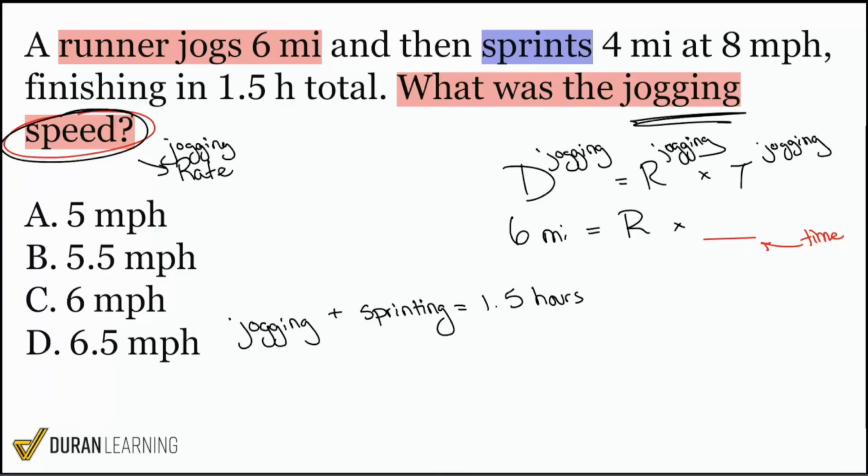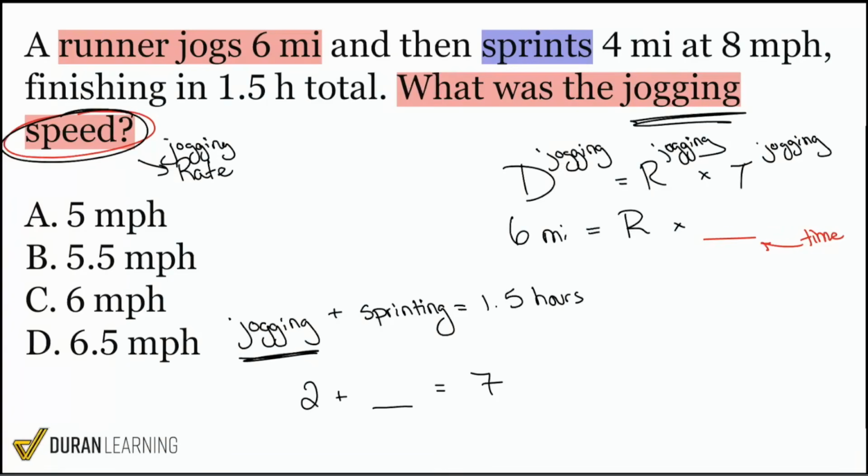My party people, does it make sense to you that if we need the time jogging, and we knew the time we spent sprinting, we could subtract that? Because if jogging and sprinting together is 1.5 hours, we can subtract sprinting to just get jogging. It's the same thing as if we said, 2 plus blank equals 7. To figure out what that blank is, we'll just subtract. We'll get that 2 out of the way, and that'll be 2 plus 5. Before I continue, does that make sense? We have to take a detour.